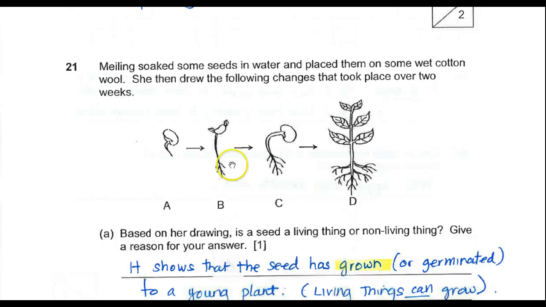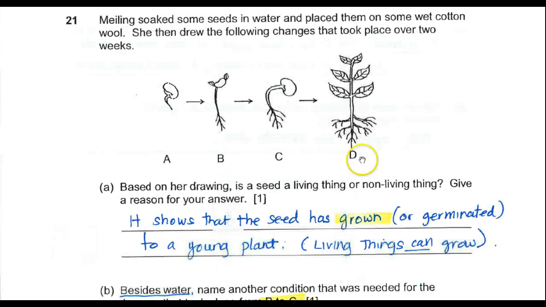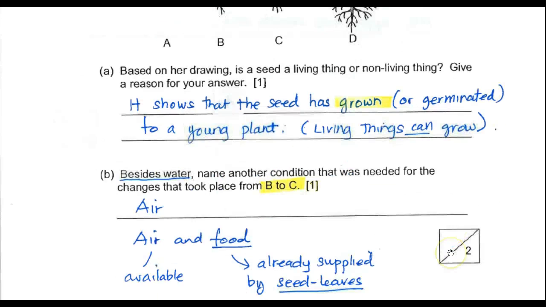Next, this is showing the growth of living things. It shows that the seed has grown, or germinated, into a young plant. What is the characteristic of living things or non-living things? So it's living things, it has grown, right? Living things can grow.